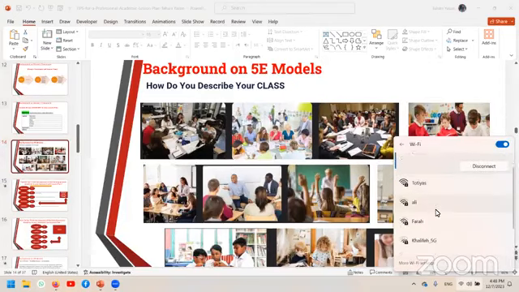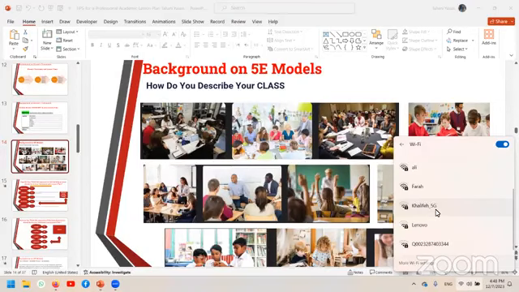Okay, so meanwhile, so we won't waste time, I need you to look at these images. Try to think, do you apply any of these in your classroom? And if not, are you able to apply any of them in your classroom? If yes, which? If no, which?